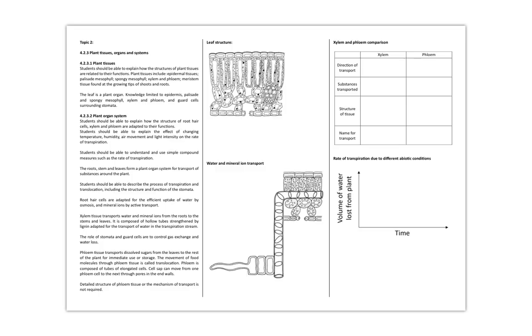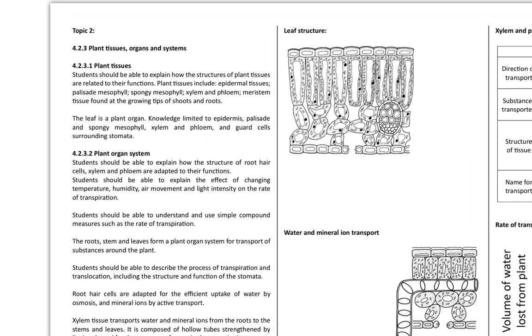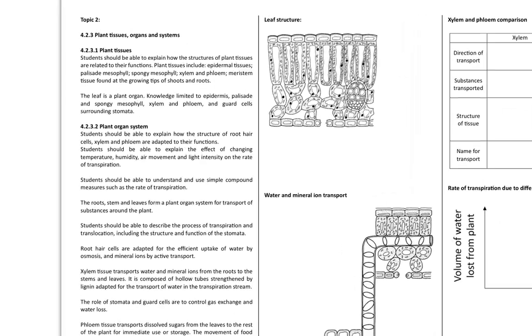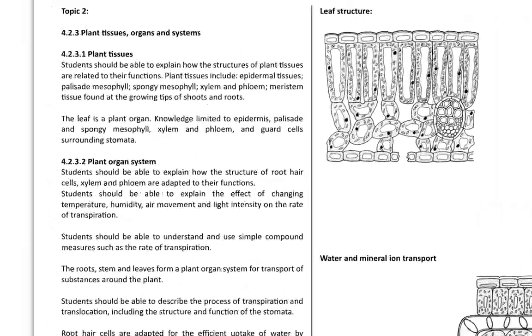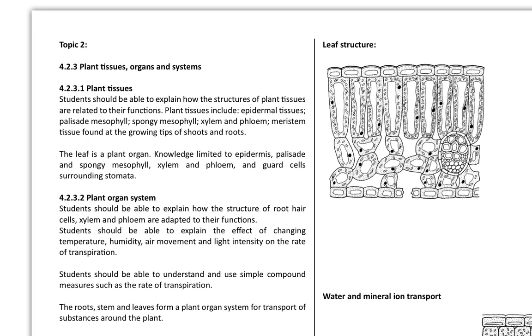Hello, on topic 2, plant tissues, organs and systems. I've got the syllabus here on the left-hand side, and we're going to focus on the big words in the syllabus. These are the ones that we need to know, so I'm just going to highlight them and then we'll find where they are. So yeah, we've got epidermal tissue here, that's a big word.